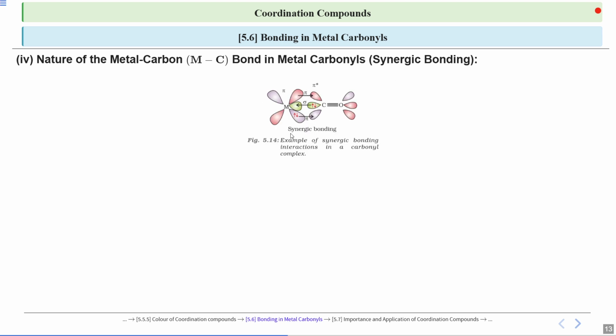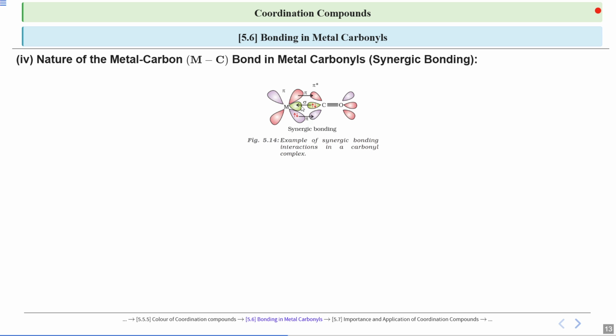This is the diagram, figure 5.14 in our NCERT textbook, which shows an example of synergic bonding interactions in a carbonyl complex. You can see this is a metal, this is a carbonyl ligand, and this is how the bonding is forming. The metal has vacant d orbitals arranged in a particular geometry. The carbonyl also has its particular orbitals. So the sharing of electrons is happening.